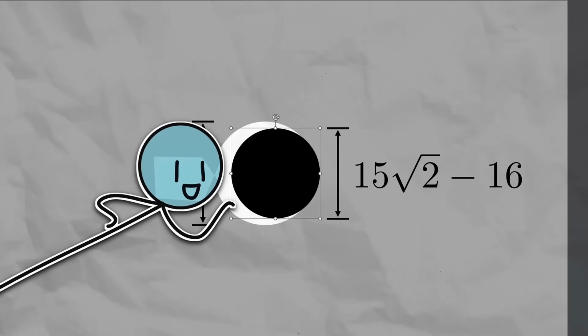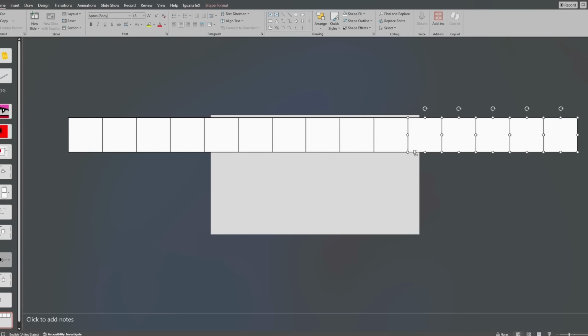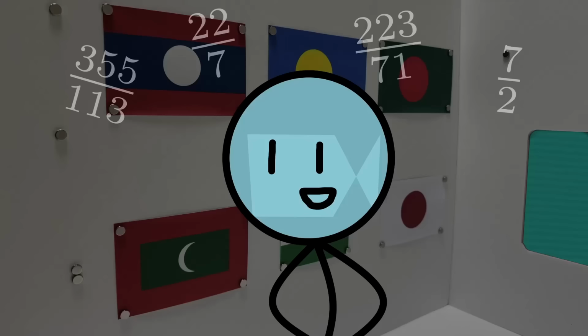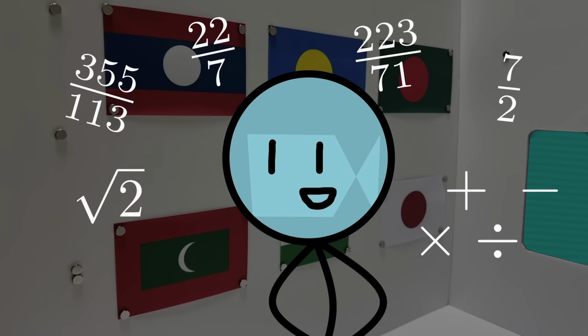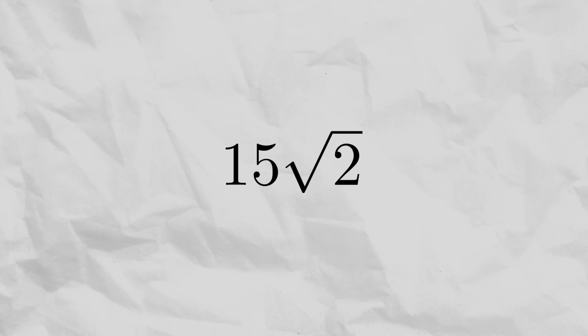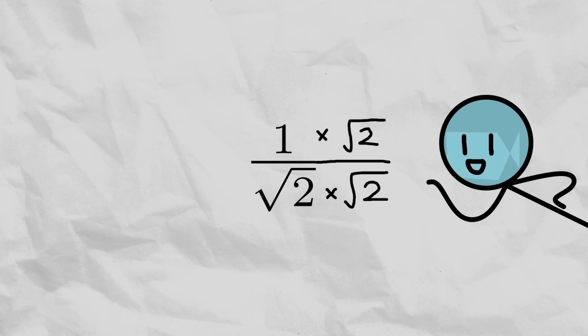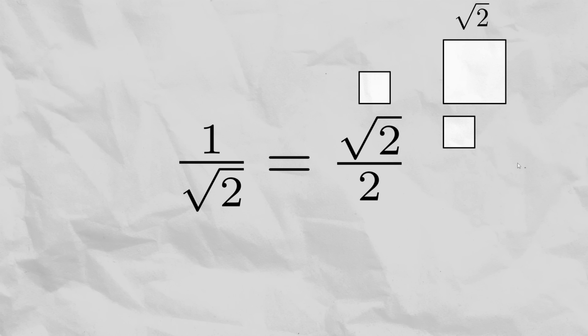After that, it's easy to make the length of the circle in Libya's flag. Just that times 15 minus 16. In fact, we can make any number built from rational numbers, root 2, and the 4 basic operation symbols. Things like root 2 plus 1, or 15 times root 2, or even 1 over root 2. Because, big twist, 1 over root 2 is actually equal to 1/2 of root 2.